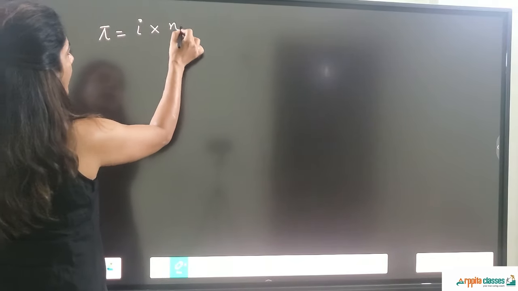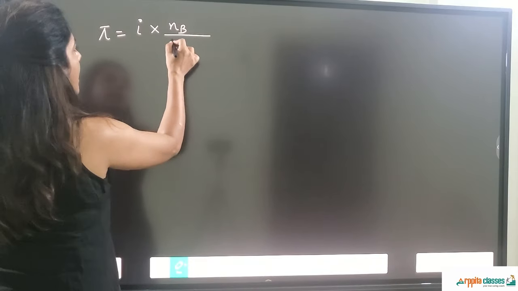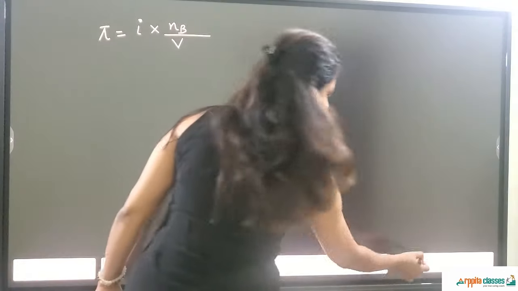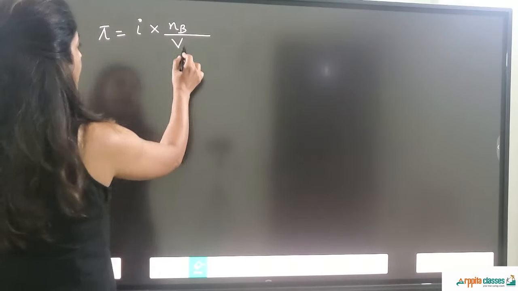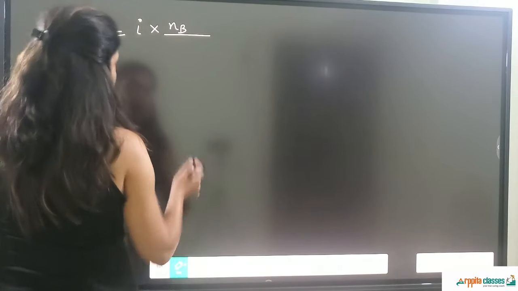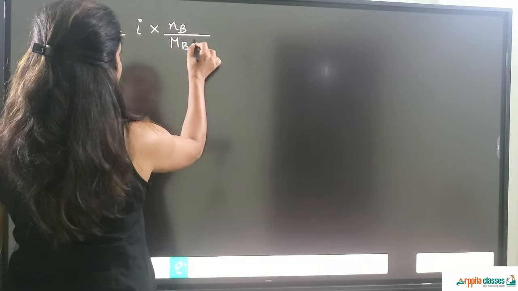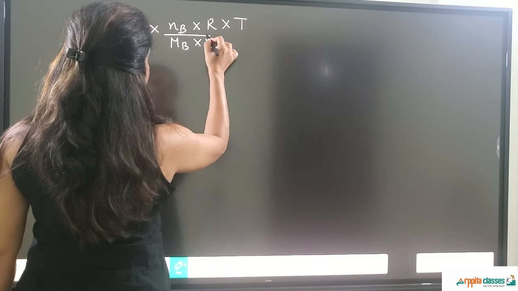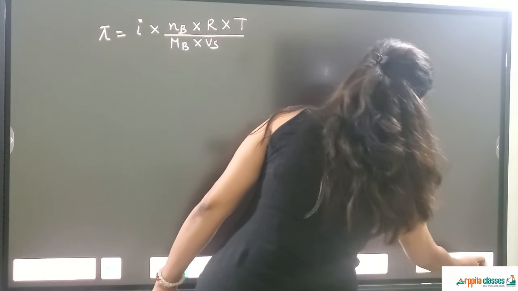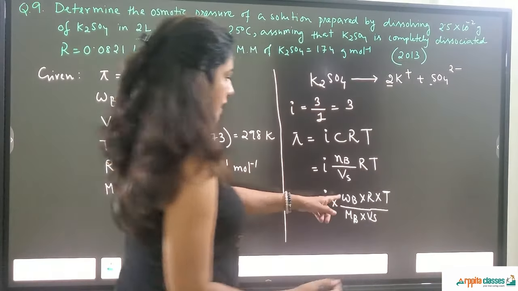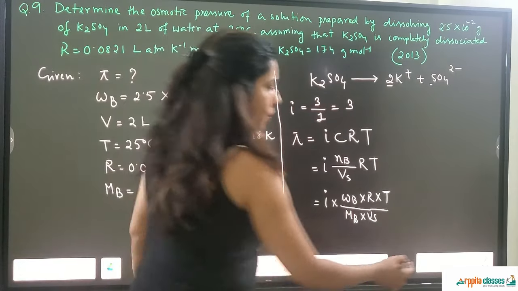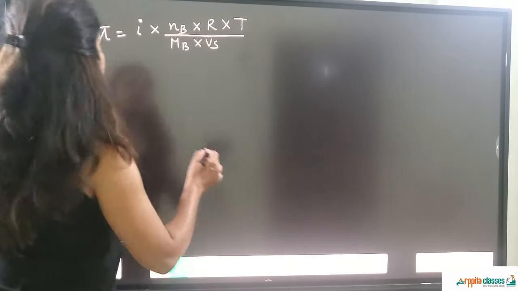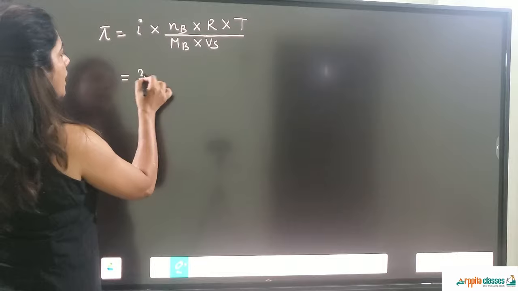Pi is equal to I into NB divided by MB into Vs into R into T. This is the formula we got. We'll just check it. Yes, WB by MB into Vs into R into T. So now we have the values. I is equal to 3.